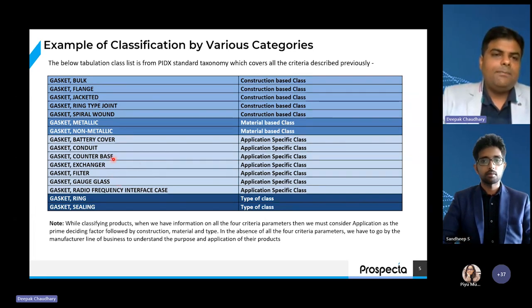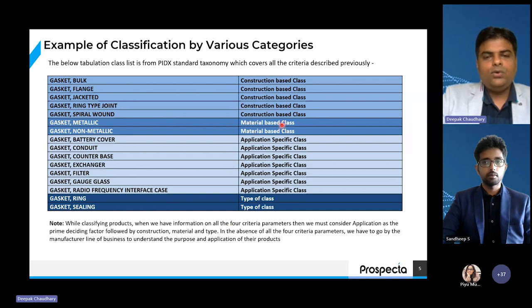So based on the application also you can define or classify your product, right? So these are the application based classes. And the last two are the type based classes. So you can have different types of gasket, like ring gasket or ceiling gasket and so on. So these are predominantly the four major criteria based on which you can classify your product.